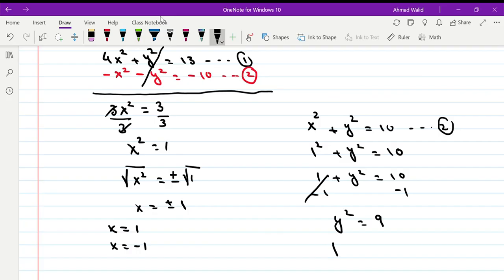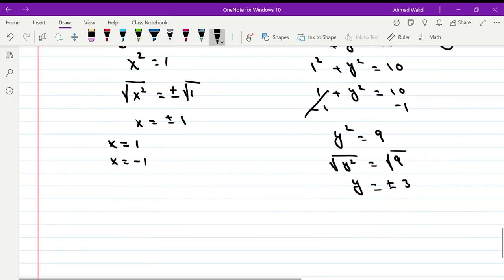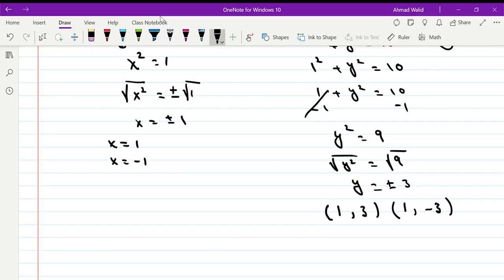Take the square root of both sides. y equals the square root of 9. It means y equals plus minus what? 3. How many answers do I have then? When x is 1, y can be 3. And when x is 1, y can be negative 3. Correct?